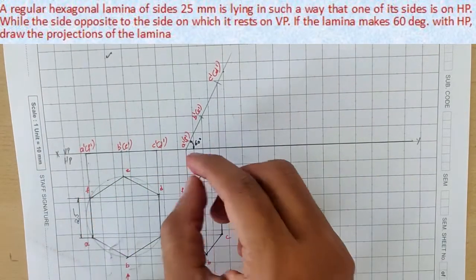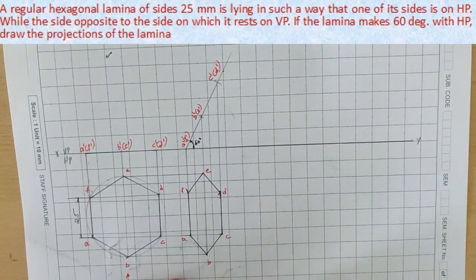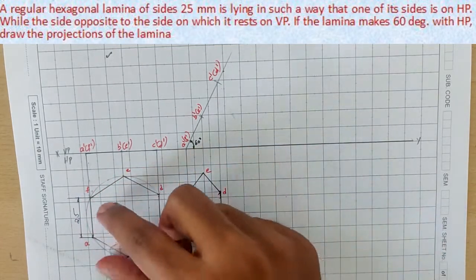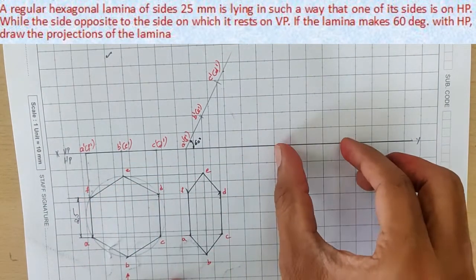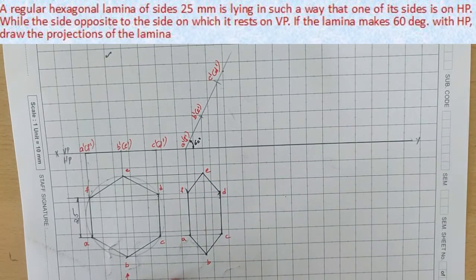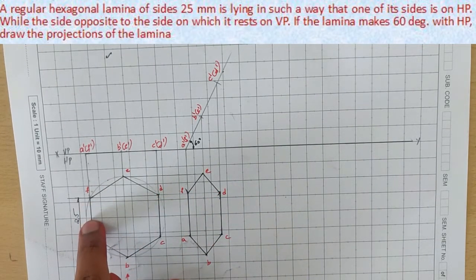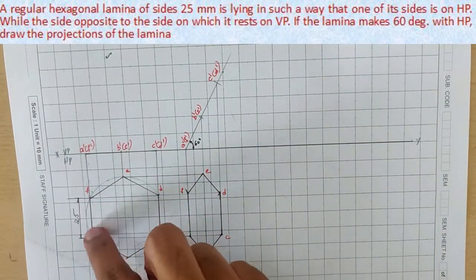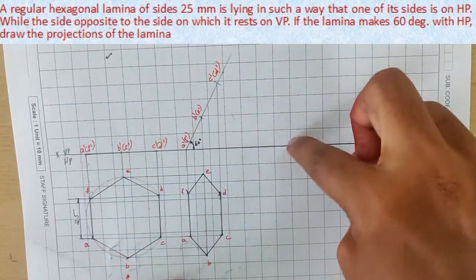If I take an edge here, there should be 2 points here. If I take a corner here, there should be only 1 point. You can check with any of the problems that you have already solved, it will be the same. Right, AF should be placed onto VP now, correct? Let us read the question once again. The side opposite to the side on which it rests on VP is CD, and it is resting on VP, that is what he says. So CD should be placed here. But here what happened is I cannot place the first condition here, I have to place the second condition.